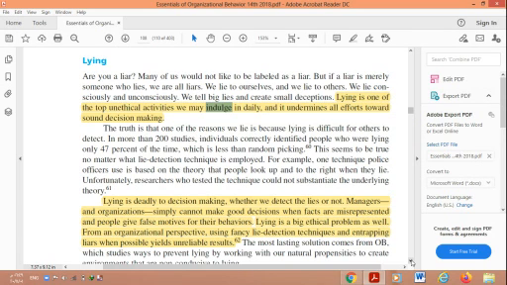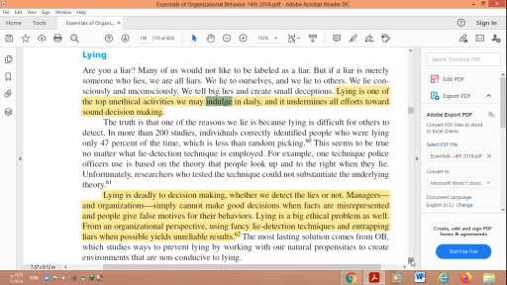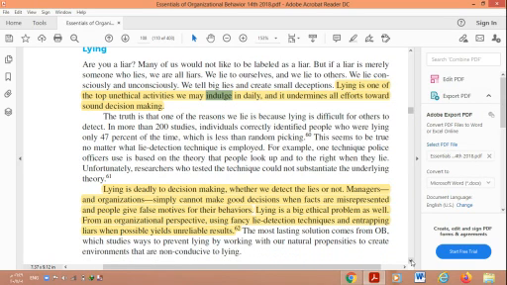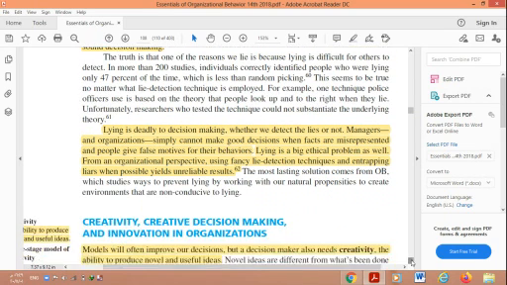So lying is a big ethical problem from an organizational perspective. Using fancy lie detection techniques and interrupting liars when possible yield unreliable results. So lying is an ethical activity which affects the decision making process.